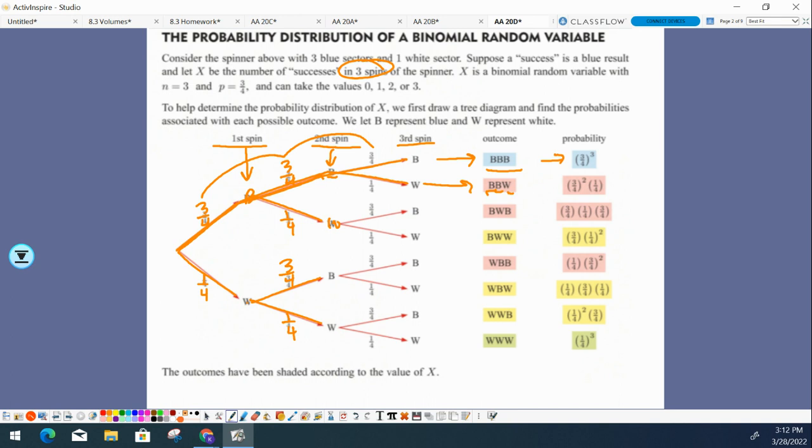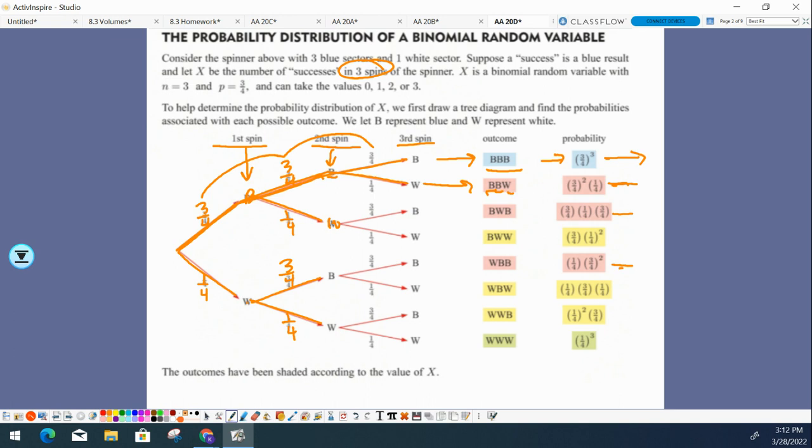Now, I had you write this down because you do not want to do this every time. There is a much easier way to do this. Now, the first thing I want you to notice, this is the only way to get all 3 blue. There's only one way to do that. But notice these three in the pink, there are 3 different ways that you can have 2 blues and 1 white. And their probability is the exact same.